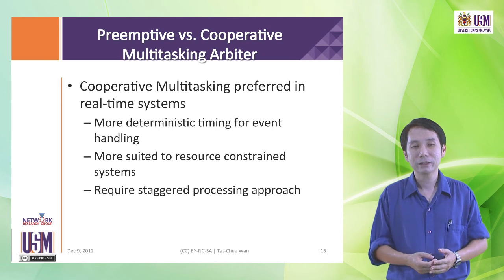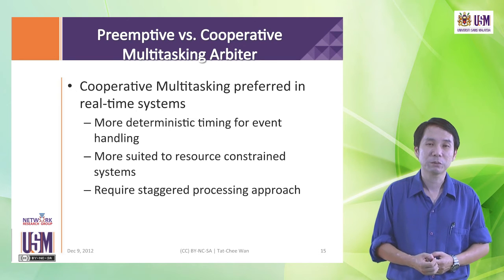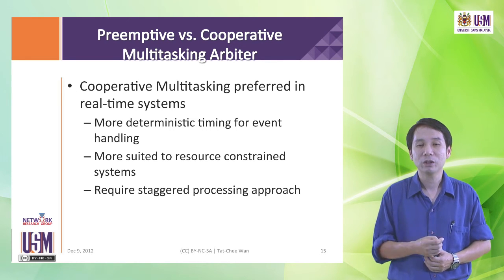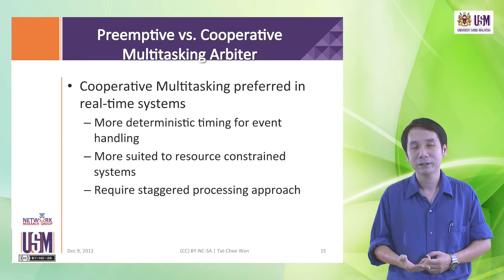Finally, by implementing a cooperative multitasking arbiter, we will need to implement a staggered processing approach, because we do not want to hold up the processing of a given behavior indefinitely and starve the processing of other behaviors.